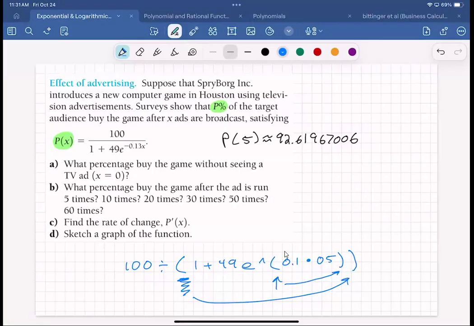Are y'all getting that value though? Oh my goodness, y'all. Ignore what I put here. I put 49 to that power. I totally forgot my E. I'm sorry, it is definitely wrong.